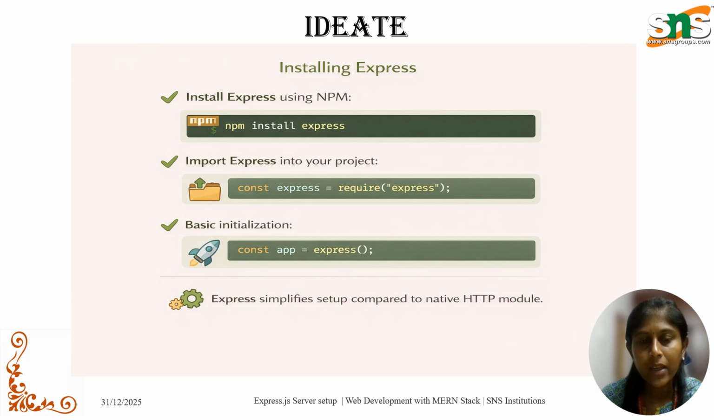Now let us think about how to set up an Express server. The basic steps are: install Node.js, initialize npm, install Express, import Express, create an app instance, and start the server. So this is the idea behind server setup. If you understand these steps clearly, backend development becomes very simple.